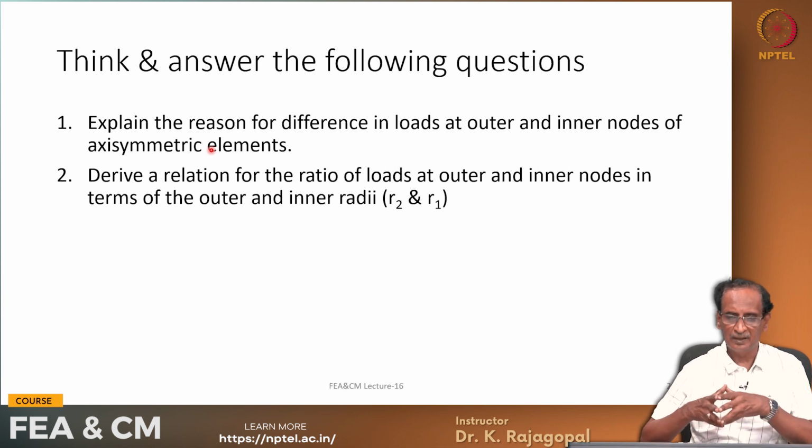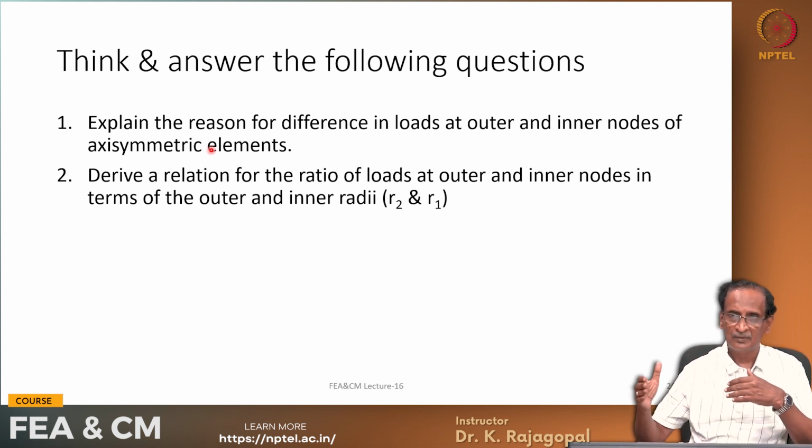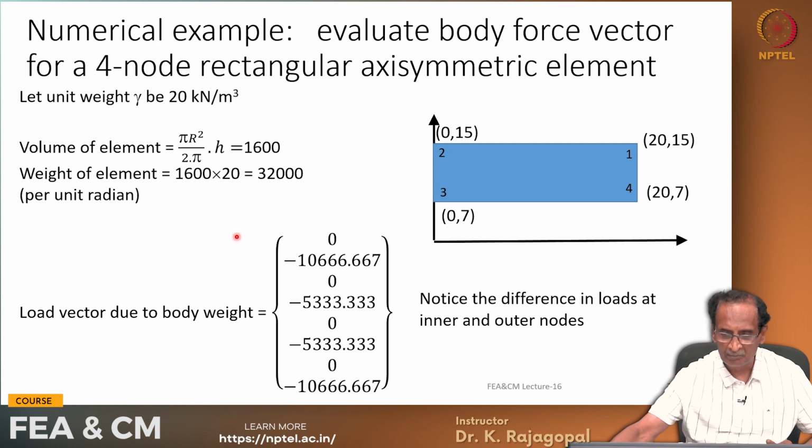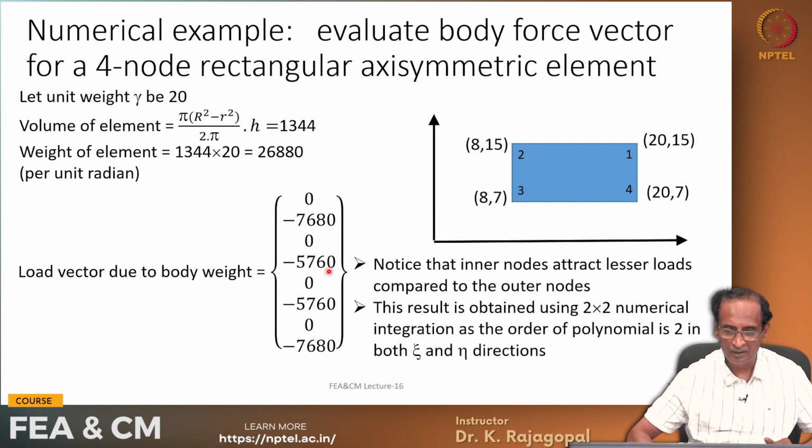What is the reason for the difference in the loads at the outer and inner nodes in the axisymmetric element? See, at the outer node we have 10,666, whereas at the inner node we have 5,333. In this case it is exactly 2 times the difference, but in the previous case it is not 2 times: the inner node is 5,760 and the outer node is 7,680.